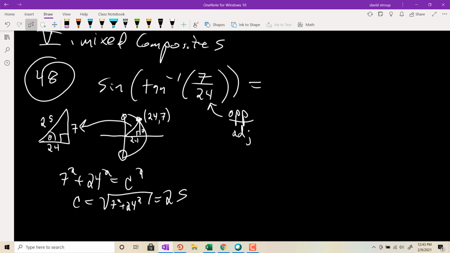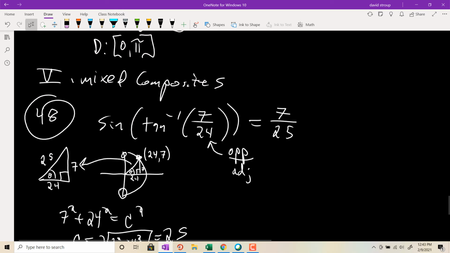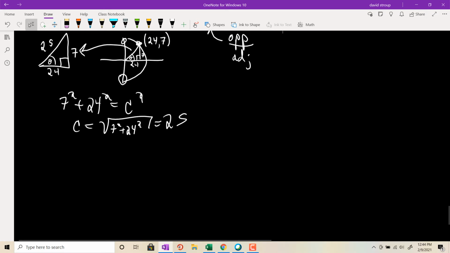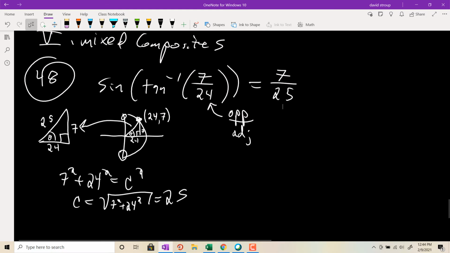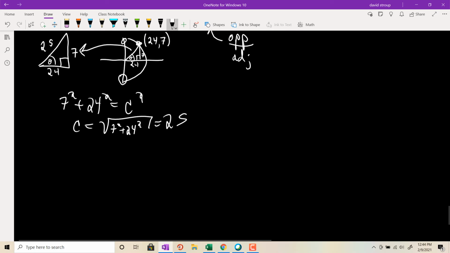So that hypotenuse is 25, so sine of this angle in this triangle is going to be opposite, which is 7, all over hypotenuse, which is 25. So you take a look at the inverse function, you draw your appropriate region in this circle. It's not a unit circle now. And then you put the triangle in the appropriate quadrant and figure out the sides, and then use your knowledge of opposite over hypotenuse and that stuff to figure out your answer.